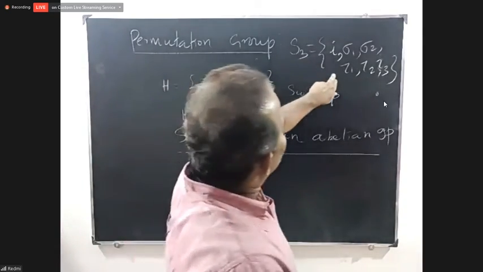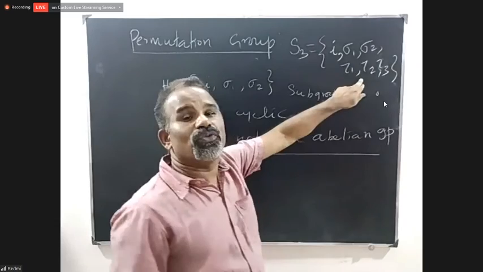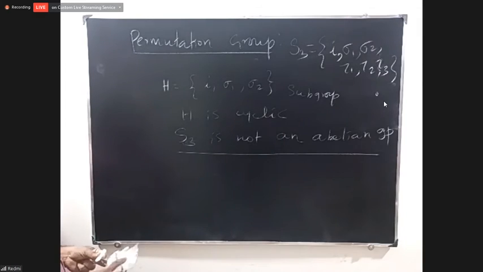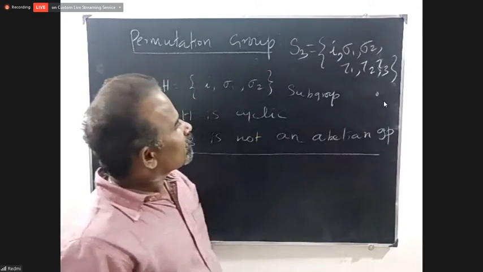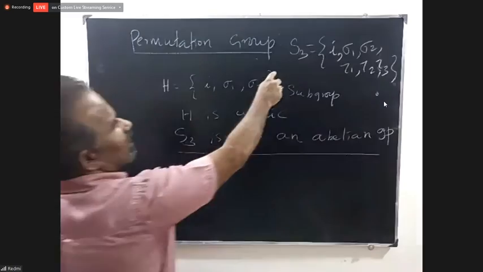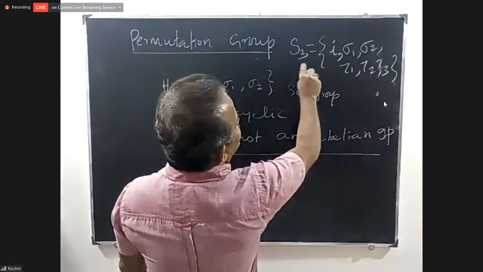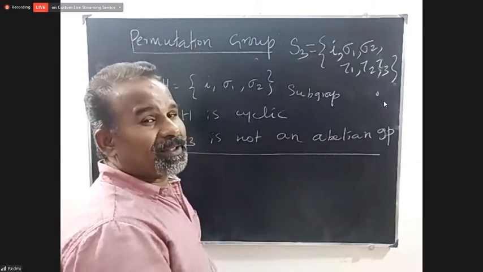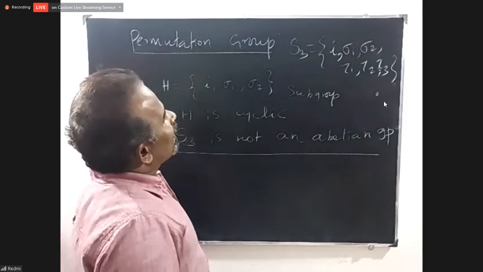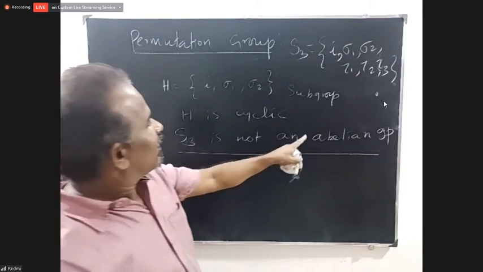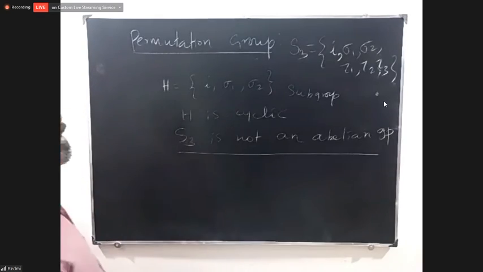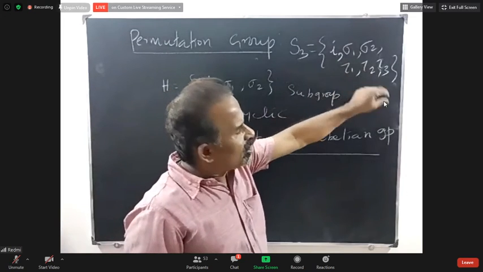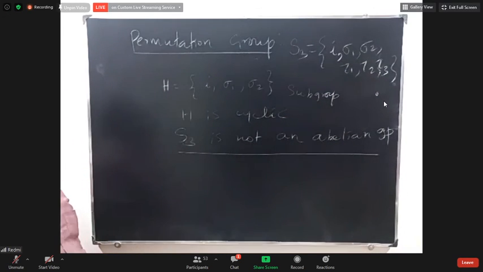This is nothing but a collection of all one-one onto functions from X into itself. S3 is an example of a non-abelian group. Matrices with respect to multiplication are also a non-abelian group. Every permutation we can check, whether it is an odd permutation or an even permutation.